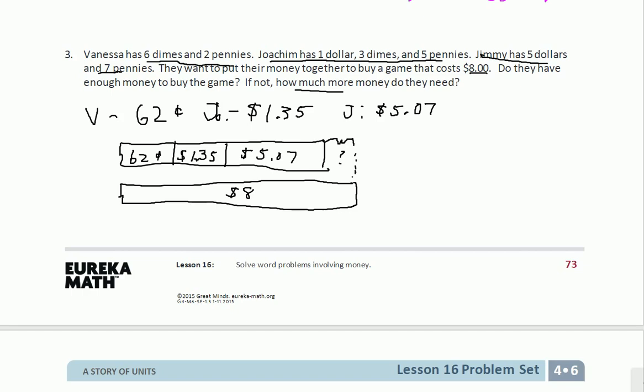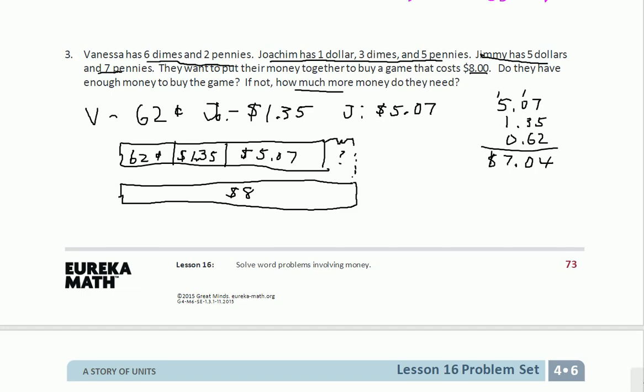So we have $5.07, $1.35, and we have 62 cents, which is 0.62. Okay, so I'm just going to go ahead and add that all up. That's 9, 5 is 14, 6 that's 10, 1, 5, 6, 7. I have $7 and 4 cents. It's not enough.